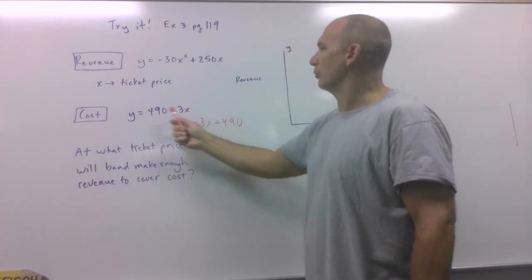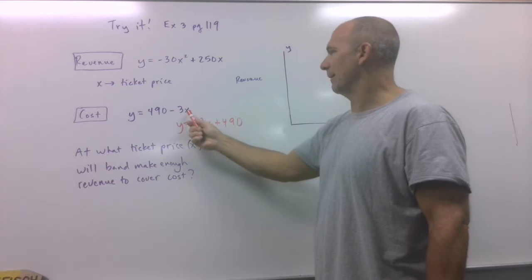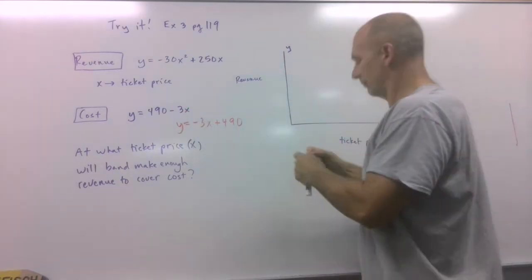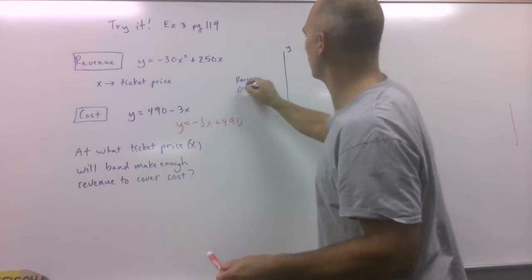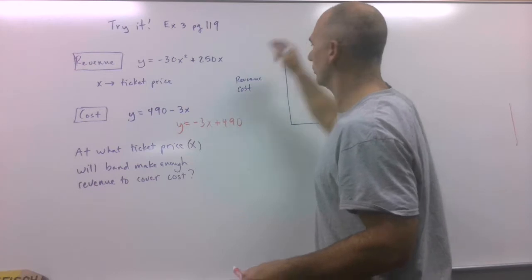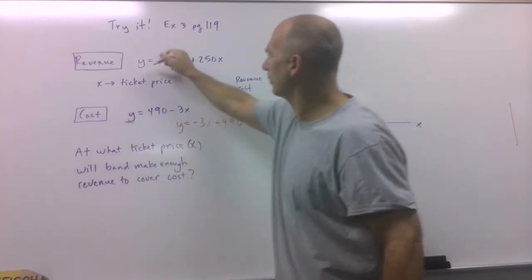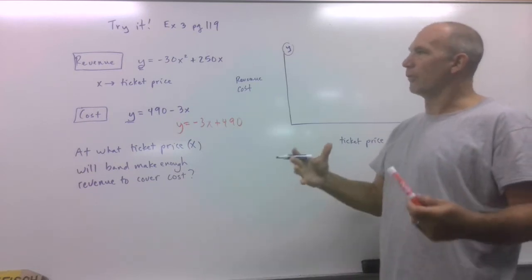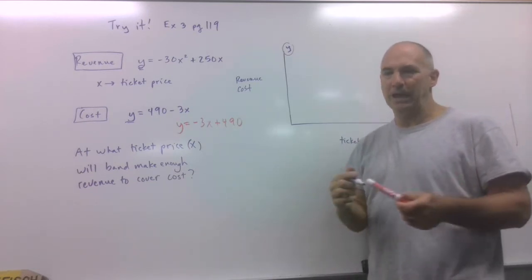So what we have is y equals 490 minus 3x. And so we've got two overlapping graphs here. We've got revenue and cost. Cost is the y value here. Revenue is the y value here. So we've got two overlapping graphs, and we're going to interpret that.